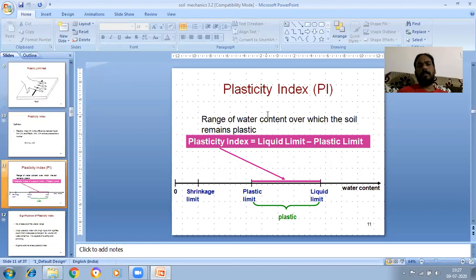What do we know from this plasticity index? Plasticity index is the range of water content over which the soil remains in the plastic state. So plasticity index is equal to liquid limit minus plastic limit. Here is the liquid limit, here is the plastic limit. What is the range? The soil is always in the plastic state from here to here, WL minus WP. The range is liquid limit to plastic limit, or plastic limit to liquid limit.